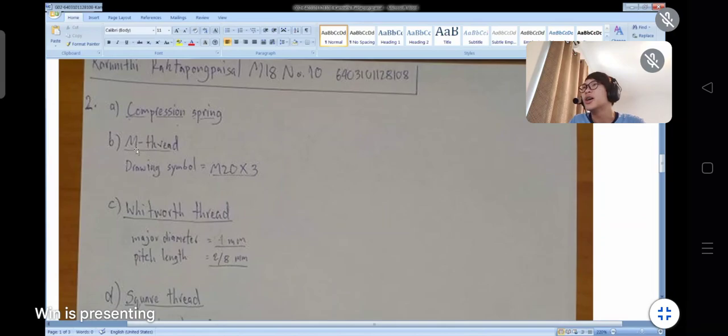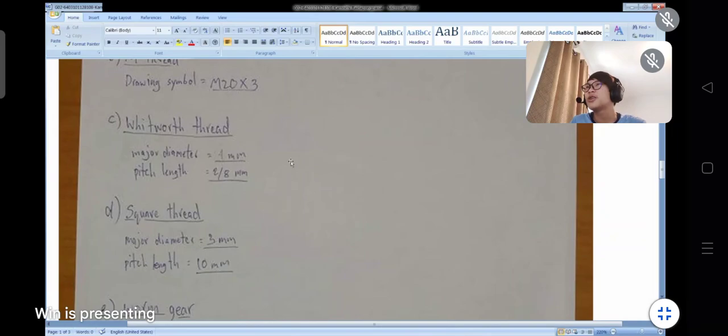B, it shows M thread, so I chose M thread as answer, and it asks what is its drawing symbol. It gave us the major diameter of 20 and the pitch of 3. So to do this, I just put M and then 20 times 3. This is the major diameter and this is the pitch. The next one is the same.